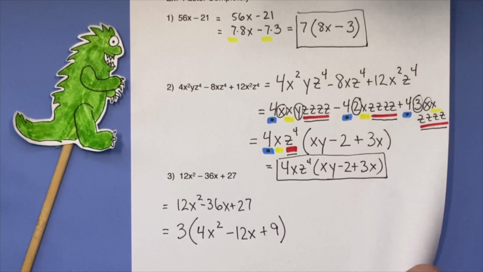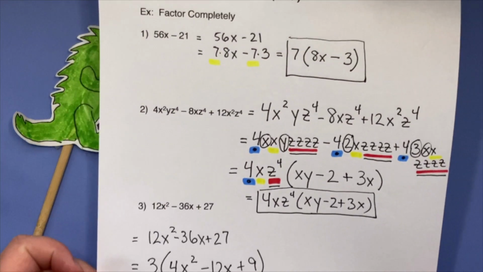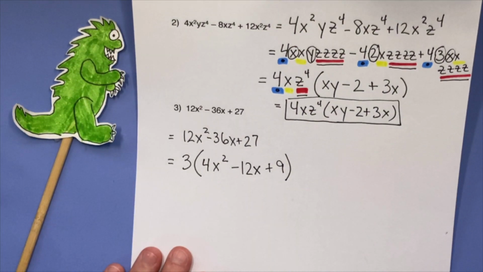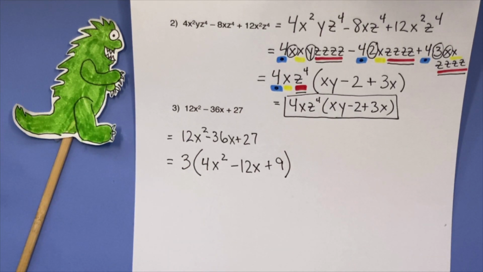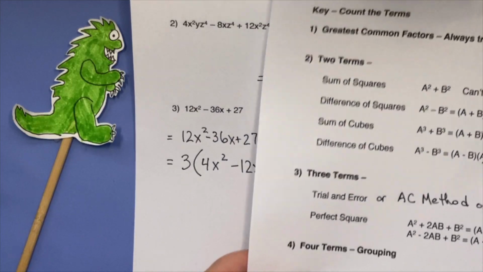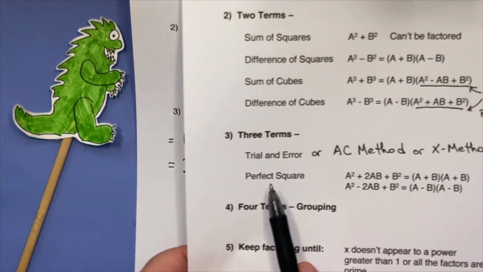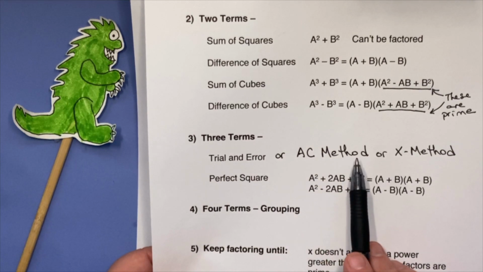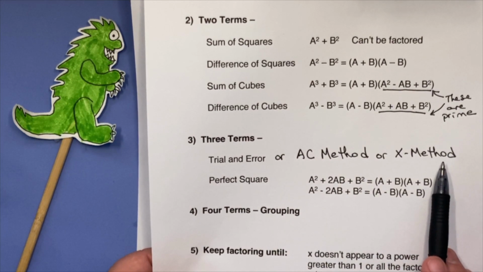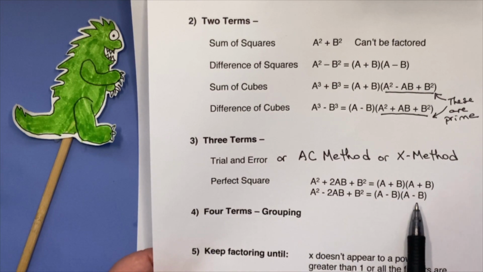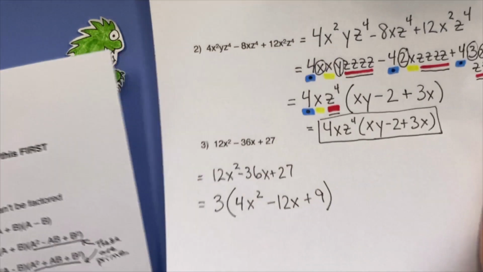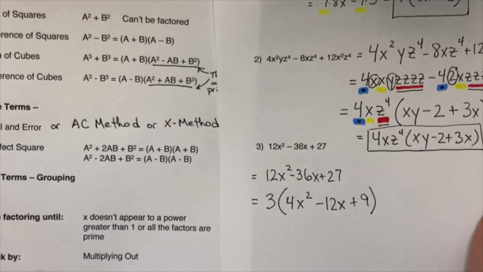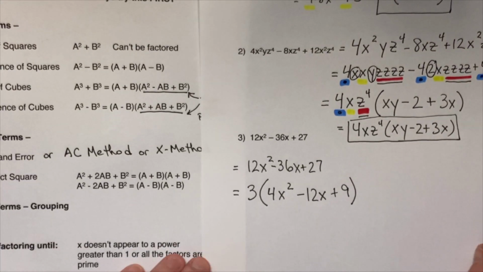Okay, so now we've got a trinomial, and you've got multiple methods for factoring. Let me pull that initial page out. For factoring a trinomial, 1, 2, 3, you have 3 terms. We've got trial and error, or the AC method, or the X method. So 3 methods, or we might get lucky and maybe it's a perfect square. And that's where I'd like to focus right now. Let's see if this might be a perfect square.